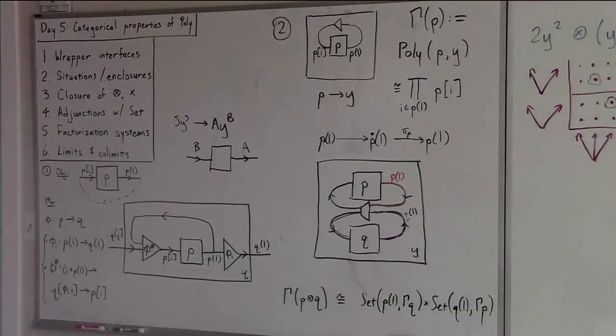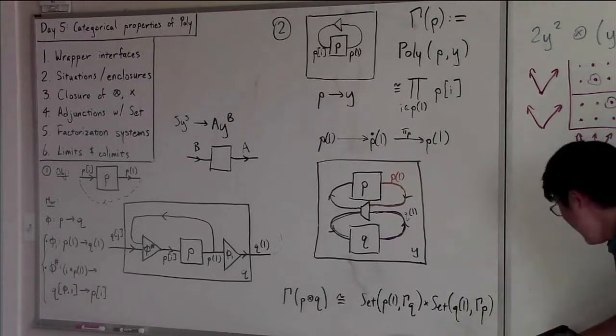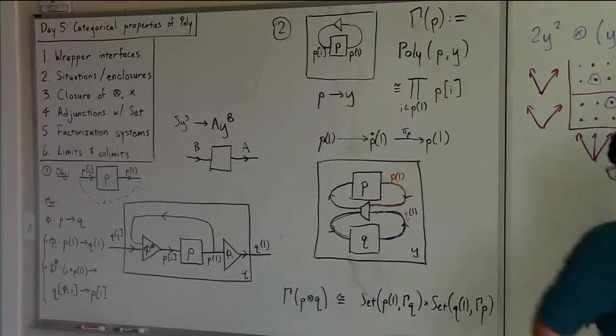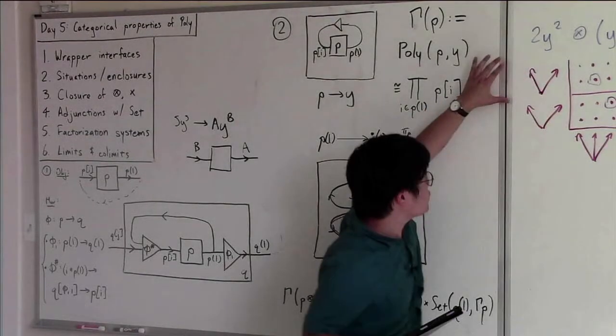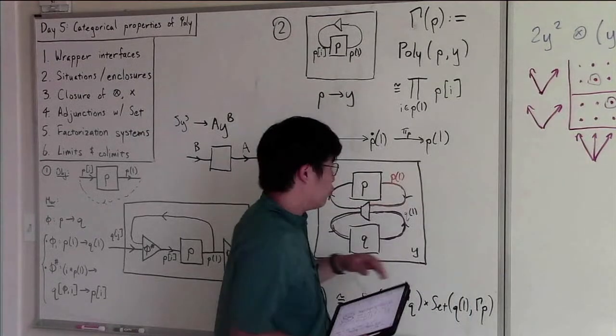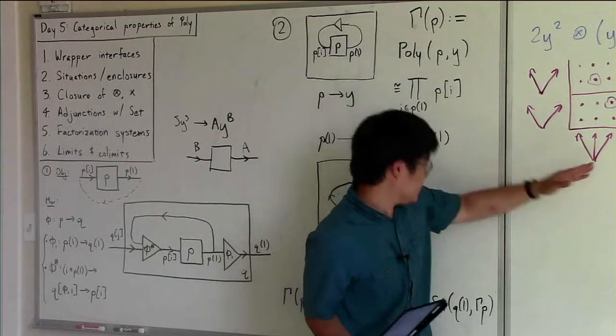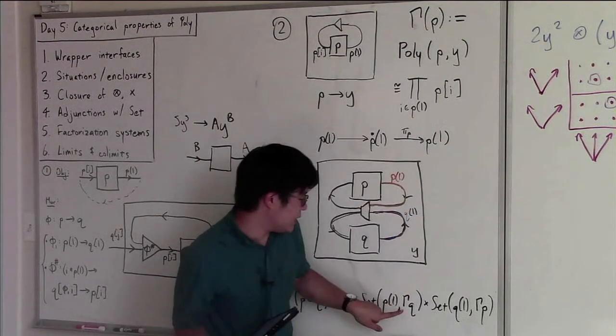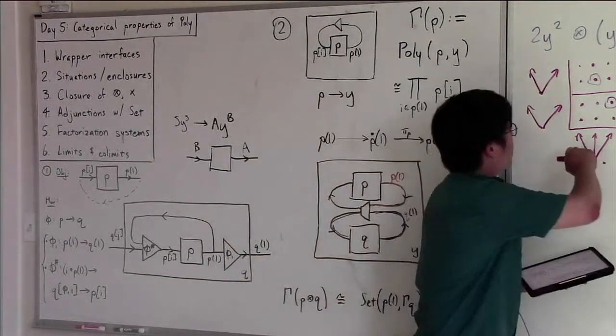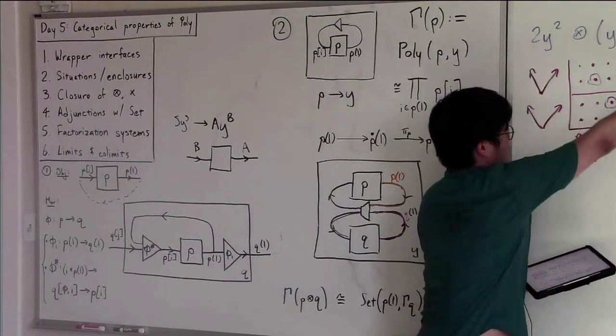But really we could have also thought of that as for each position of P here, so for each row here, we pick a direction, we pick an enclosure of Q. And so for this row, we're picking this one and this one.